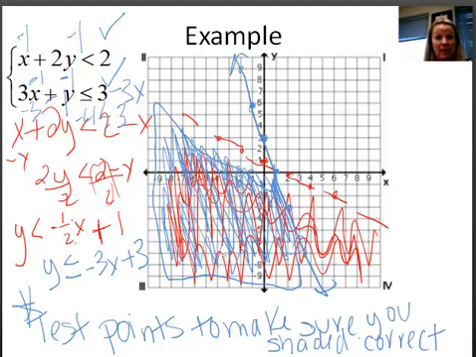So to review, and yes, I know it's super messy, we first got it to y equals mx plus b. That's your first step. Y equals, or y is less than or equal to whatever, mx plus b. Then we drew the first line shaded, drew the second line shaded, and where they intersect is the solution.